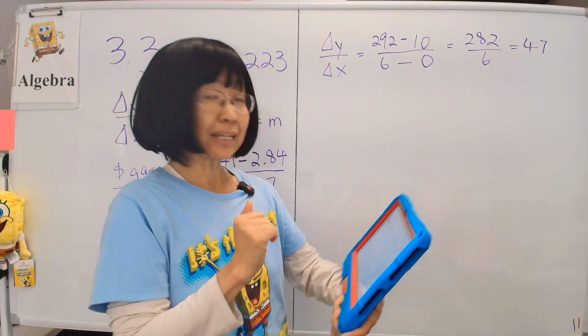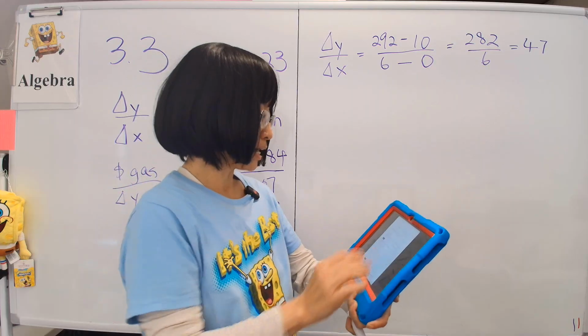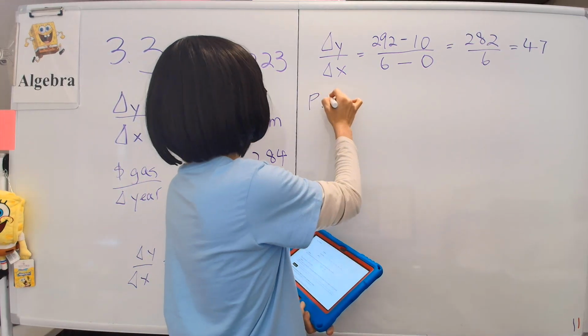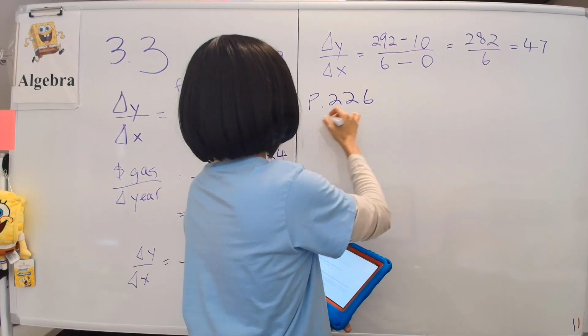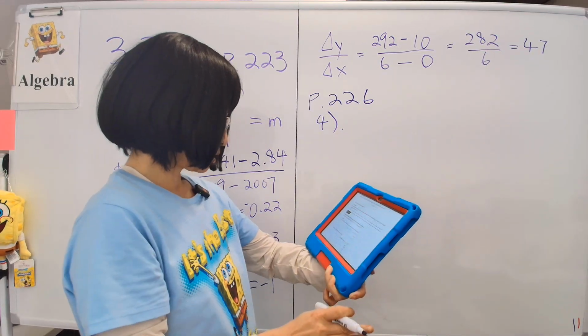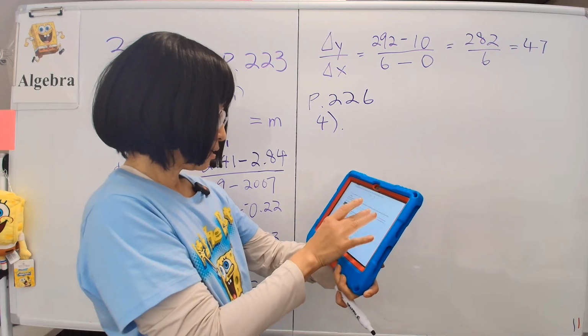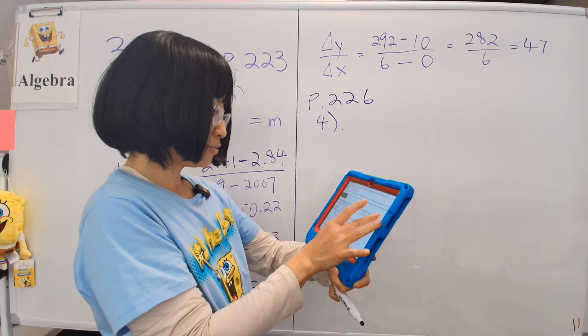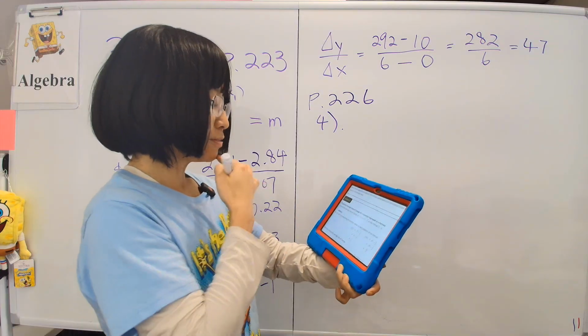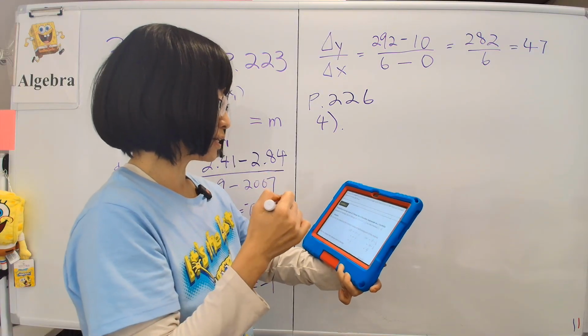And then next, let's look at example 4. We're now on page 226. And we'll do problem example 4. It says compute the average rate of change on the interval 2 and 4. All right, so we have a function. For the interval 2 and 4, we need to figure out what it is.